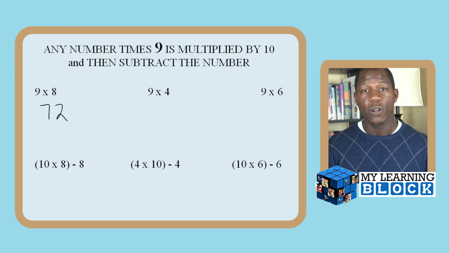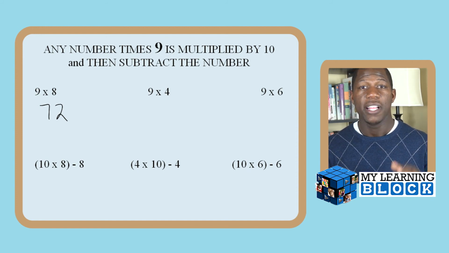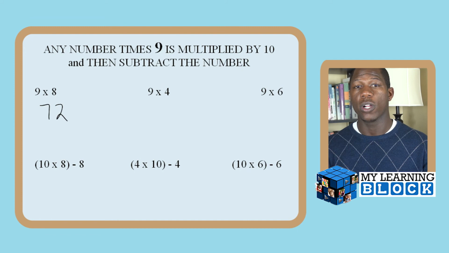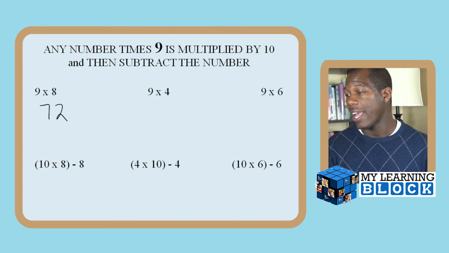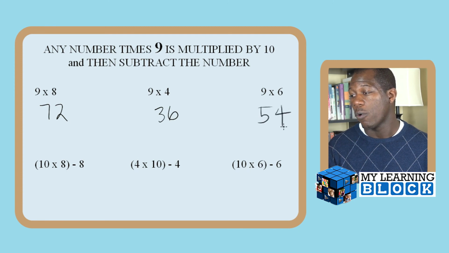Now, the same for 9 times 4, and also the same for 9 times 6. The 9's trick works, and if not, again, try subtracting the number, which would get you 36 and 54, as you already know.